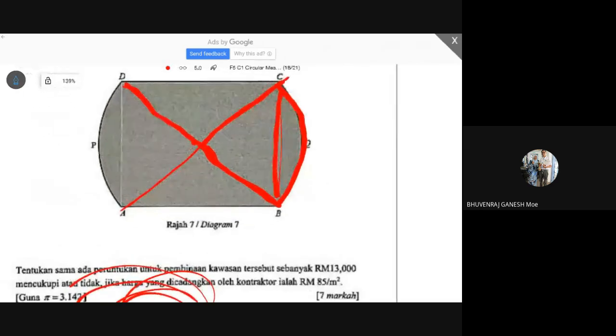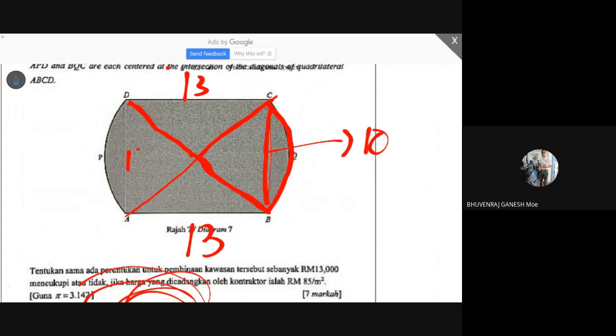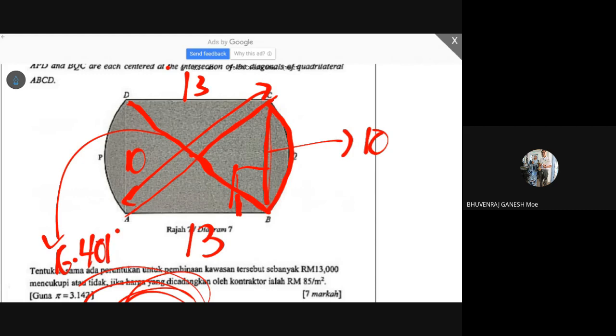So they told you already it's 13 meter and 10 meter. Now you see the thing, right? 13, this one is 10, this one 13, this one is 10. Okay, guys, so AC, how can we find panjang AC? Any idea? What formula? Yes, Pythagoras theorem again. Pythagoras theorem play an important role in this chapter. Memainkan peranan yang penting. Okay, so you can actually find out 13 square plus 10 square. Square root answer, 16.40. Jadi seluruh yang ni, panjang dia 16.4012.